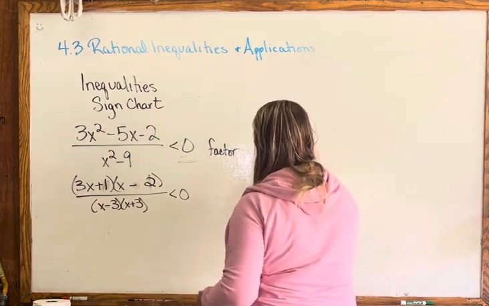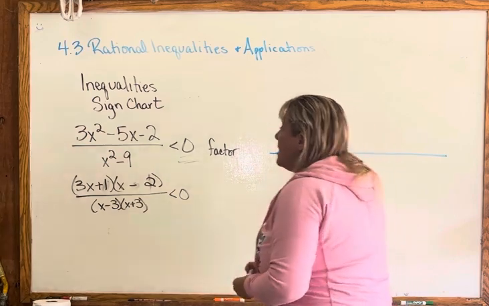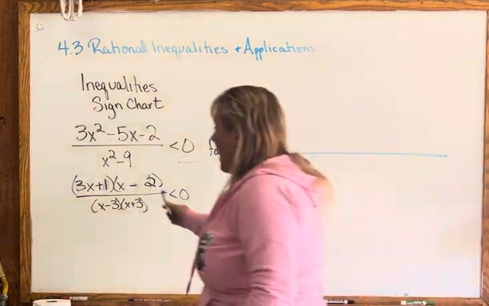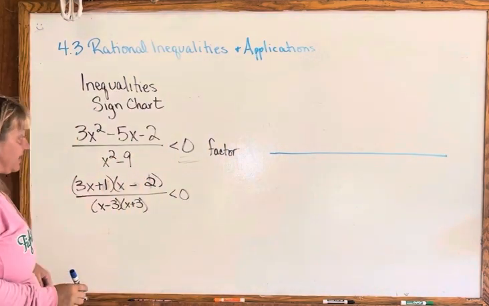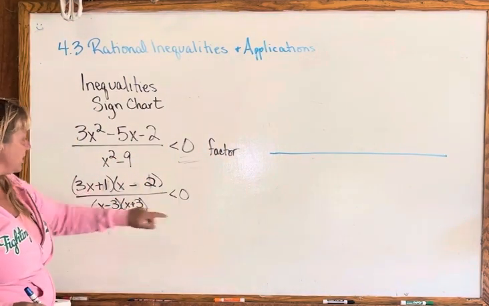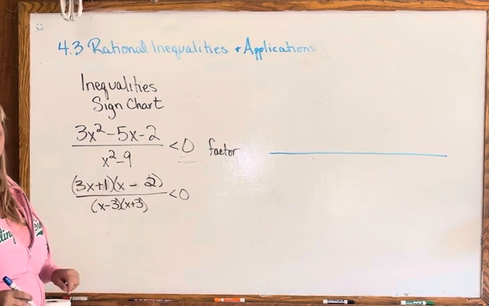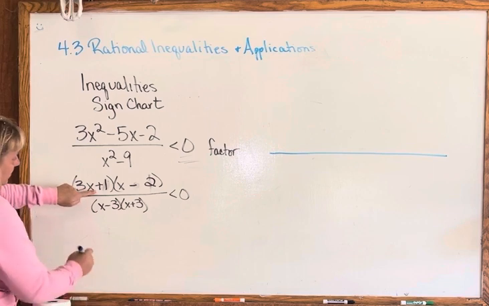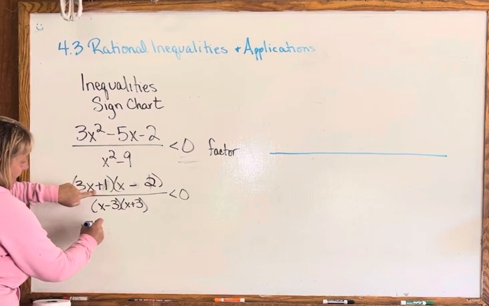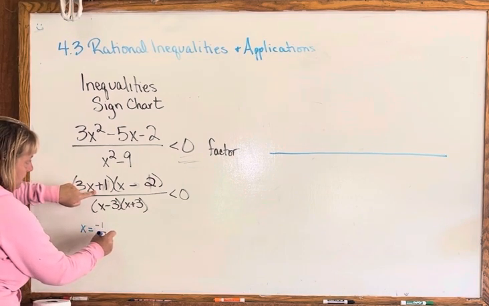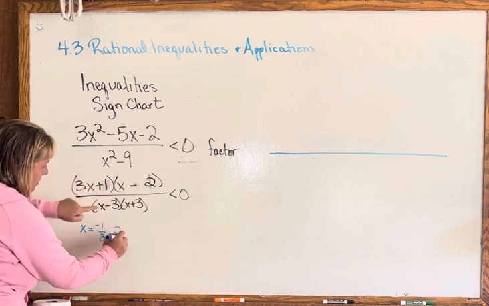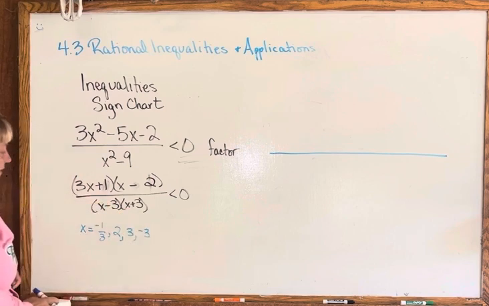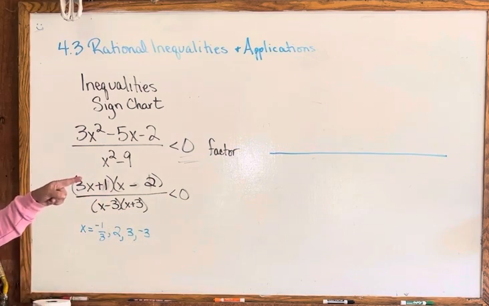Okay, so if you remember before, we need to have hash marks to put on our sign chart. And those come from our different factors here. So if this was equal to 0, we want all the places where it would equal 0. And we call those our critical values. So this one would equal 0 at negative 1/3. This one is 2, this one is positive 3, and this one is negative 3. So those are the numbers that are going to go on our graph.